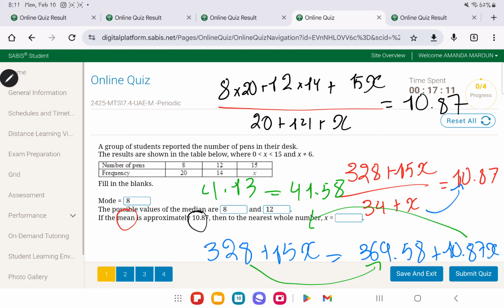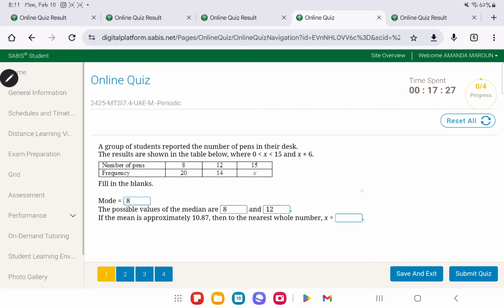So 41.58 divided by 4.13, if you put it on the calculator, you will get an answer of x approximately being 10. So 10 is our answer to the nearest whole number. Sorry, it's 10, not 12.